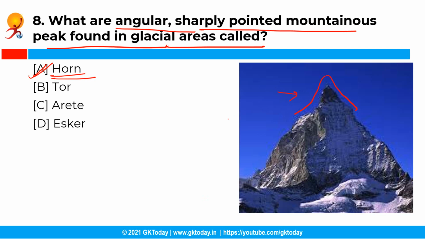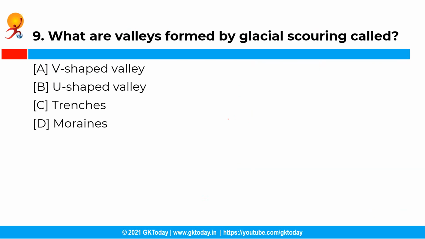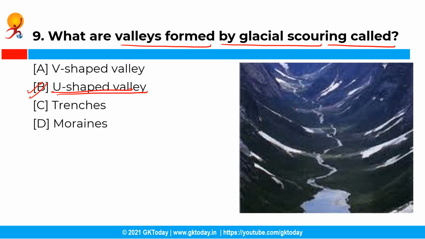Now the next question is, what are valleys formed by glacial scouring called? So you have the following options, and the correct answer is option B, that is U-shaped valley. See, U-shaped valleys are valleys formed by glacial scouring, and they have a characteristic U shape with steep, straight sides and a flat or rounded bottom.